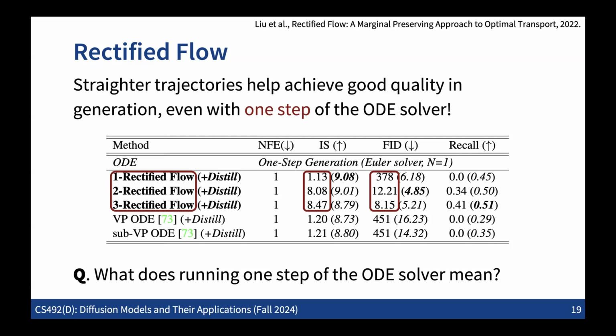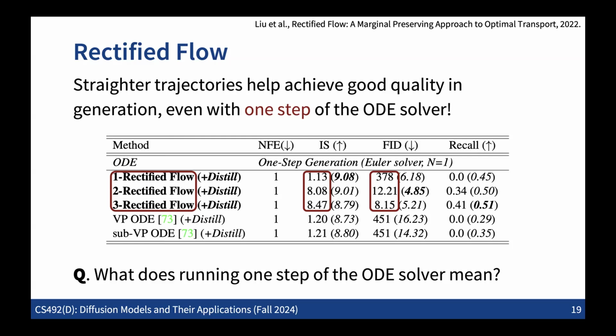And the reason why we can get a good result with single-step generation is that the trajectories are straight. So we can do one-step generation by directly taking the velocity information from the very beginning.